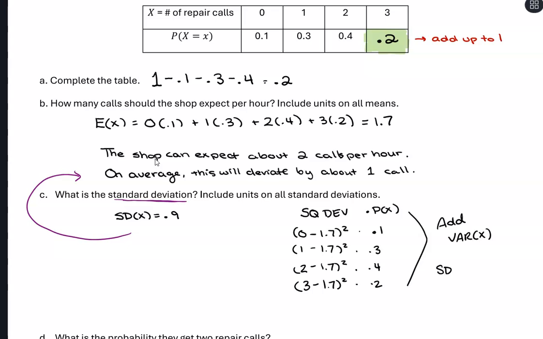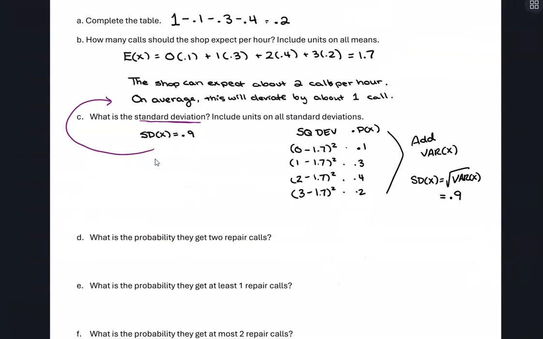And then if I wanted standard deviation, I would take the square root of what we got for variance, and that would get me to 0.9. So that could be a good exercise to try that out on your own, plug it in the calculator, and make sure you can get to that 0.9 there. Okay, then there's some follow-up questions.